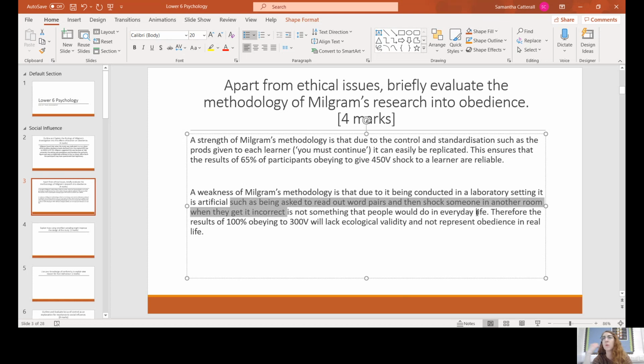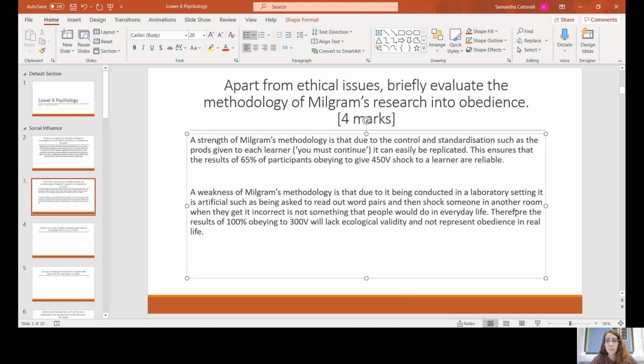Not all the time. I suppose an authority figure like a police officer or somebody like that, then yeah, it's probably applicable to that, but not to a situation like in a classroom with a teacher who you've known all year. It's a very different kind of dynamic. And so it's not going to be applicable to real world obedience. So you can go into loads of detail like that, but it isn't necessary to get the marks.